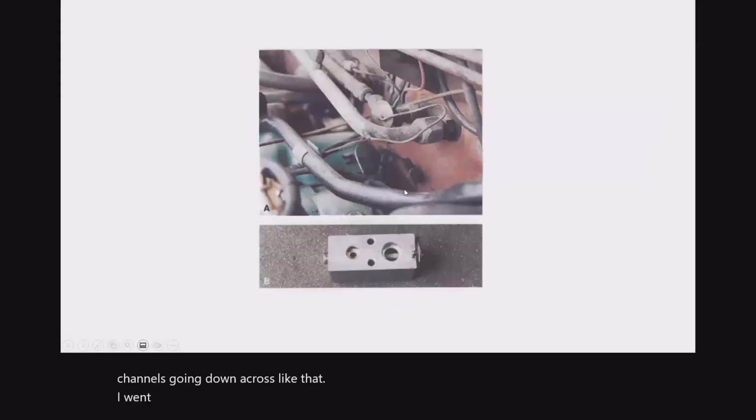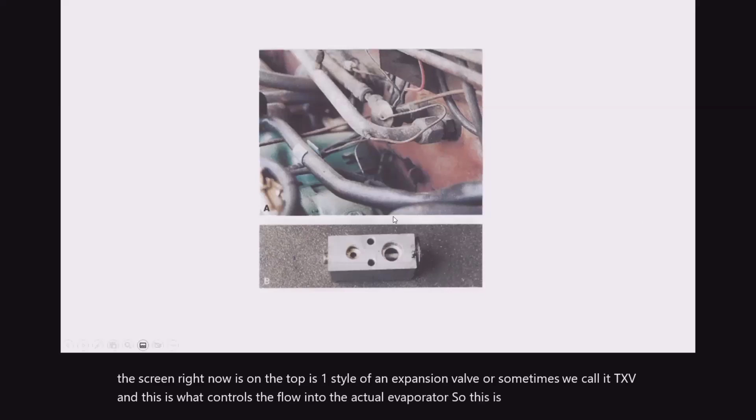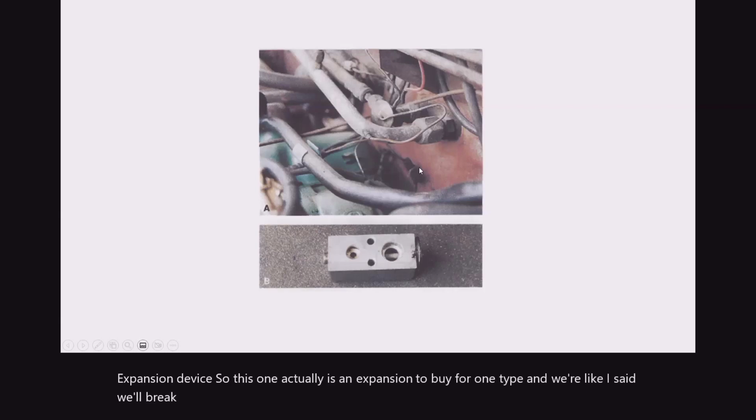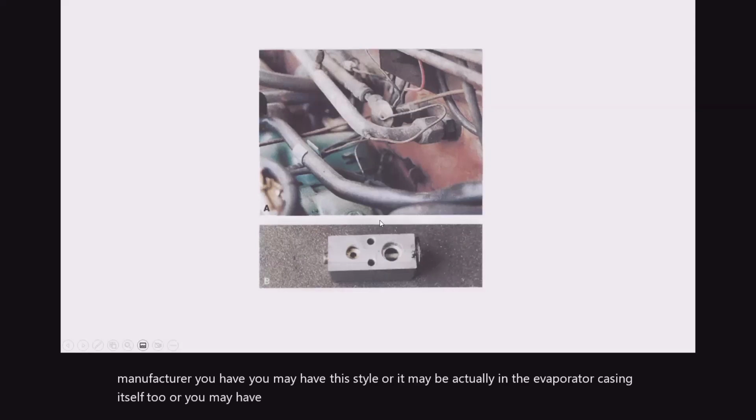I went too fast. Okay, so there are different types of expansion devices. One that you see on the screen right now, on the top, is one style of an expansion valve, or sometimes we call it a TXV. This is what controls the flow into the evaporator. The one below is what we call a block expansion device. We'll break it down farther; we're just going over the flow right now. But depending on what manufacturer you have, you may have this style, or it may be in the evaporator casing itself. Or you may have this style, which is very, very common.